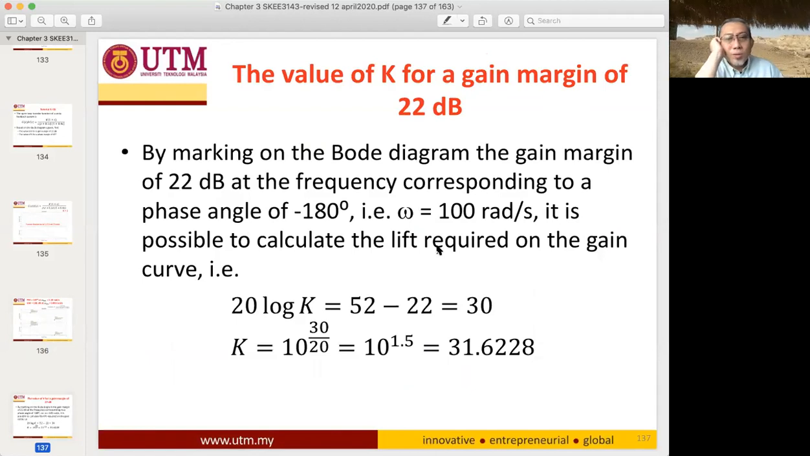Kalau kita baca ayat tu, by marking on the Bode diagram, the gain margin 22 decibel occurred at phase angle minus 180, which is 100 radian per second. So kita perlu lift required, the gain is about 30 decibels. Means that gain margin before minus dengan dia punya gain margin after. Yes, that's true.